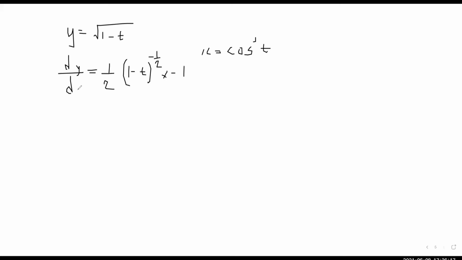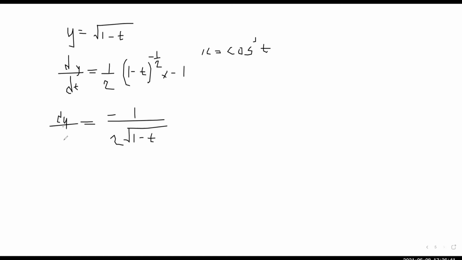So now all we need to do is write this as one expression and say that dy by dt is going to be minus 1 over 2 times the square root of 1 minus t. That's how we simplify it. Always write it back in a neat form. All right, so this is now our dy by dt.